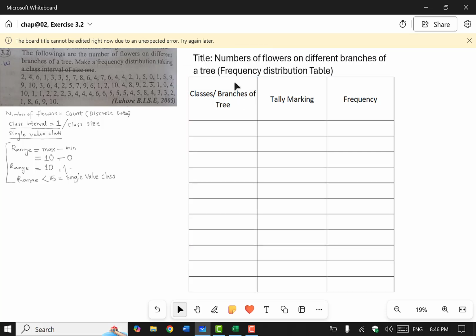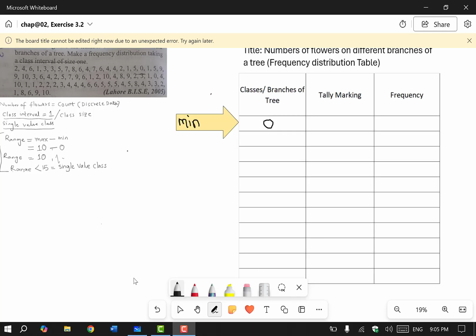To make a frequency distribution table, as we know, we start from the minimum value in the data. So the first class is the minimum value, so we will write 0 in the first class. The second class will be 1, 2, 3, 4, 5, 6, because it's a single value class. In every class the interval is 1. The size of class is 1. Then 7, 8, 9 and the last class is 10. Why is the last class 10? Because our maximum value is 10, we stop at the maximum value.